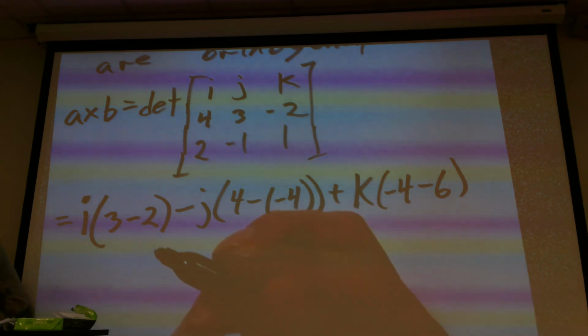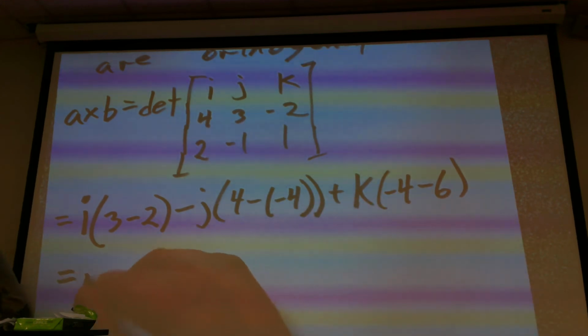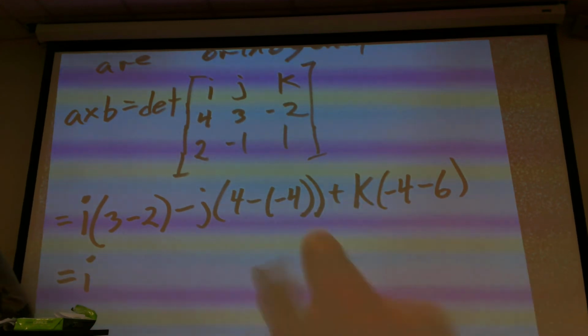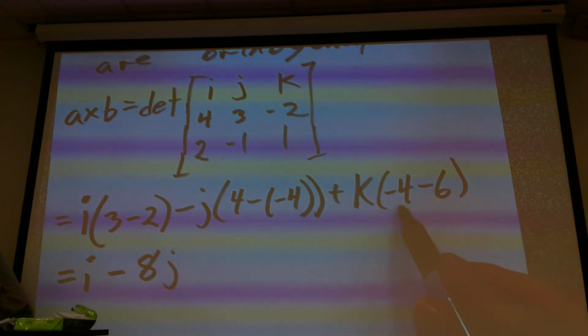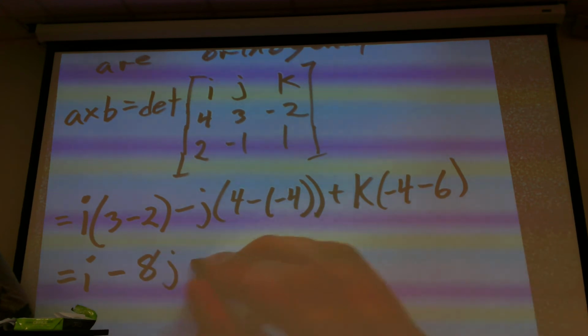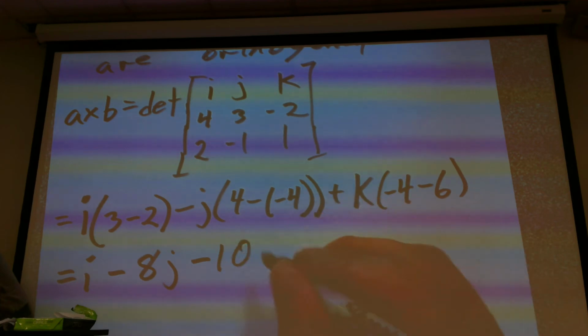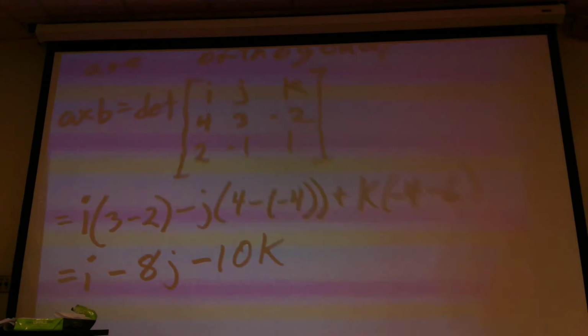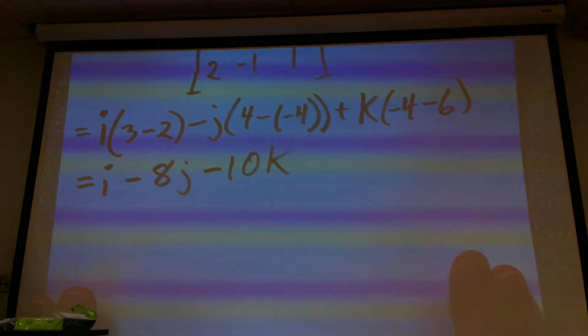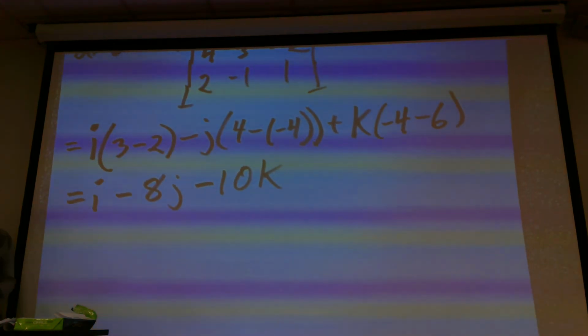Okay. So that's going to equal I, because 3 minus 2 is just 1. 4 minus -4, that's going to turn into 8, so that's minus 8J. Okay. -4 and -6 is a -10, so that's minus 10K. All right, so I think I have done the cross product correctly.